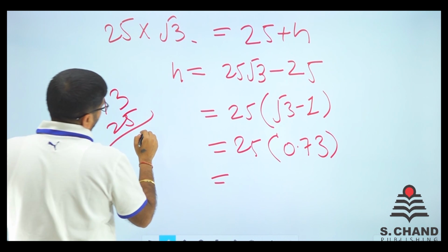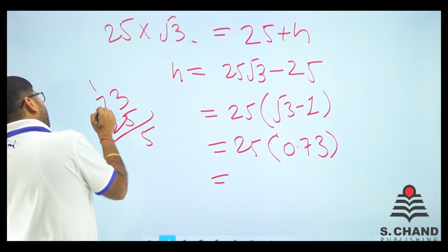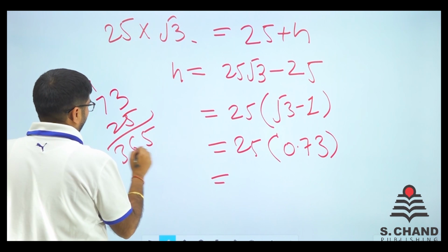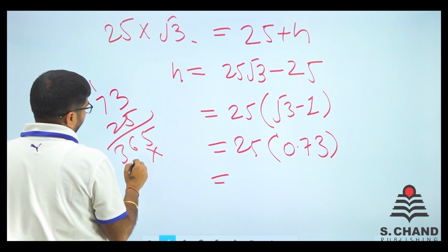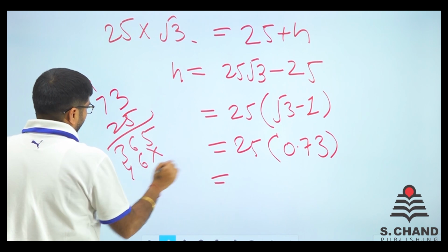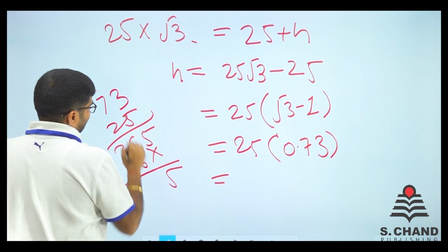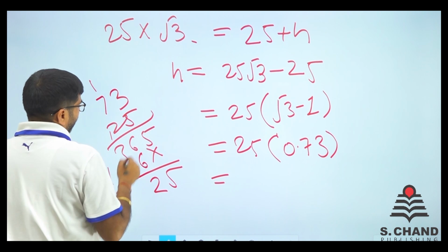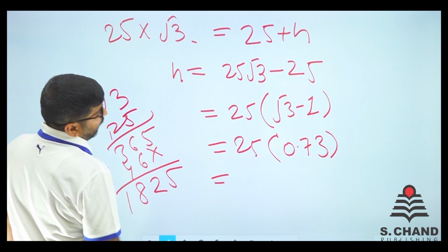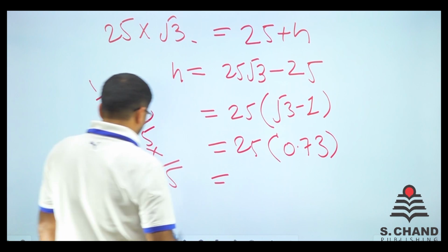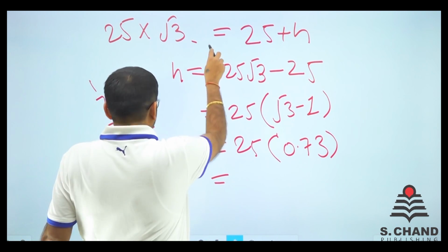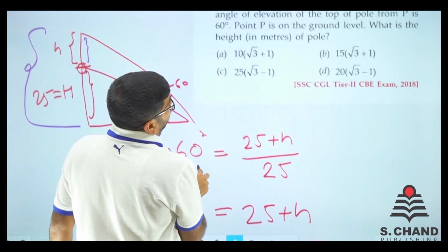5 into 3 is 15, 5 sevens are 35, 36. 3 twos are 6 and 2 sevens are 14. So we get 5, 6 and 6, 12, 1 carry, 4 and 1, 5, 5 and 3, 8, 1, 8, 2, 5, and there is a point after 2. So 18.25 approximately is the answer. Is there any answer like 18.25? No, it is not.